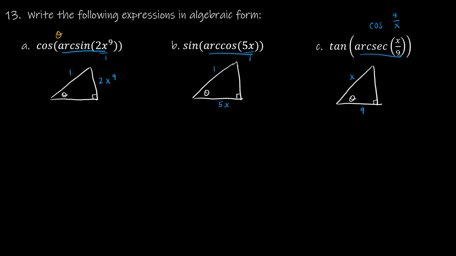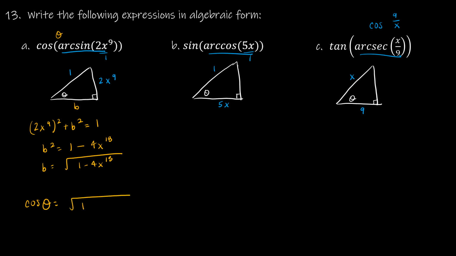Now from here, I need to find the cosine of theta is what we're trying to do. So cosine of theta, we know would mean find b over hypotenuse. So we need to find b. So 2x to the 9th quantity squared plus b squared is equal to 1 squared, which is 1. So b squared is going to be 1 minus, I'm going to go ahead and square it now, so 4x to the 18th, which means b is the square root of 1 minus 4x to the 18th. So what is cosine of theta? Cosine of theta is b over 1, or just b, which is the square root of 1 minus 4x to the 18th.